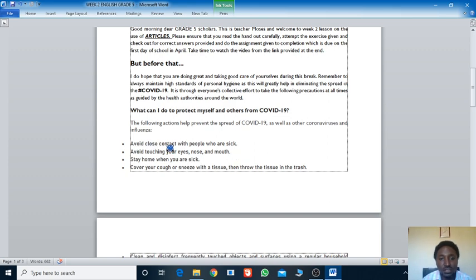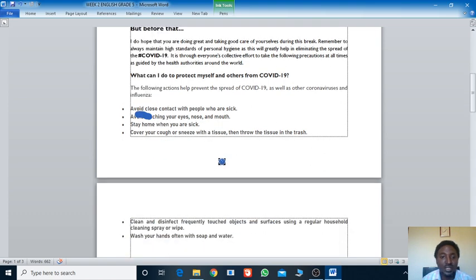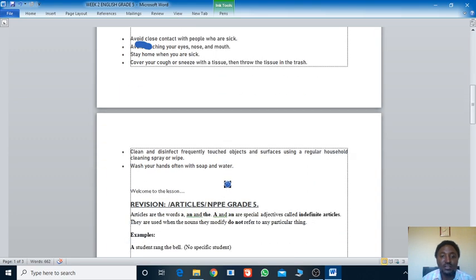We avoid close contact with people who are sick or people who look sickly. Avoid touching your eyes and nose. Stay at home. Cover your nose when you sneeze. Use tissue and throw it away in the trash. Clean and disinfect frequently touched objects and surfaces. Use regular household cleaning spray or wipe, or what we call sanitizers. Wash your hands often with soap and water.